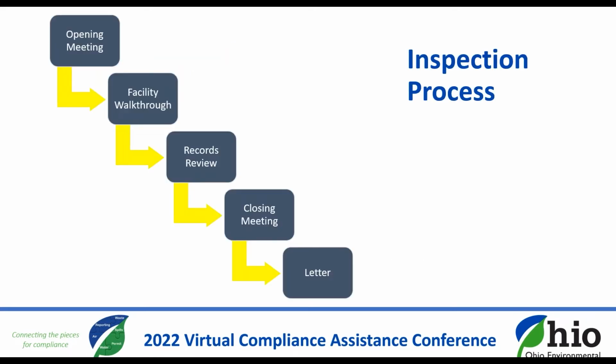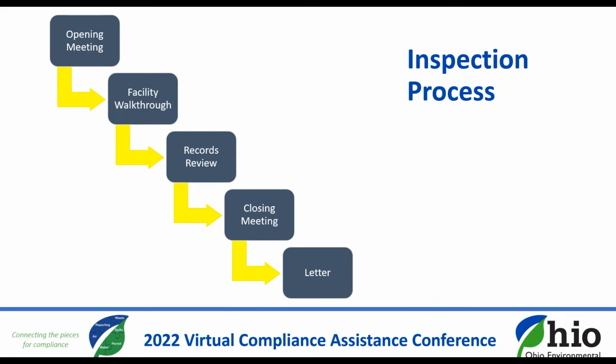So the inspection process for each of the divisions at Ohio EPA is going to follow this. There's going to be an opening meeting, so that when the inspector shows up, they're going to identify who they are, what division they represent, and specifically what they're going to be looking at while they're at your facility. And then they're going to walk through the facility and look at those sources of pollution that are either permitted or regulated by some rule.